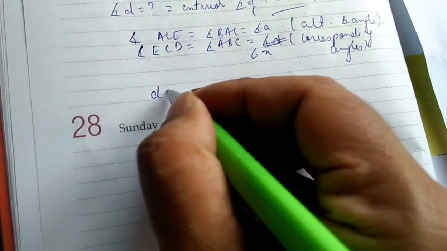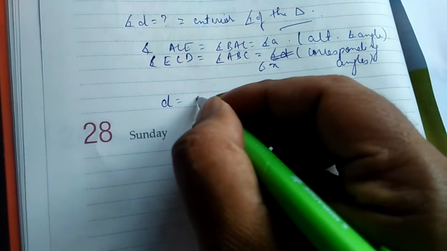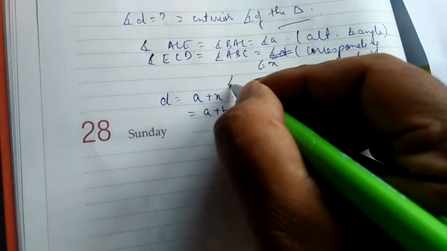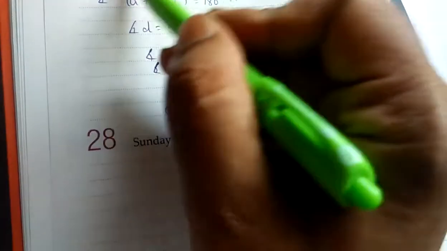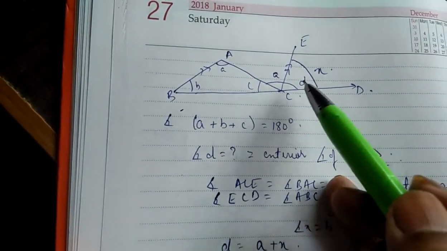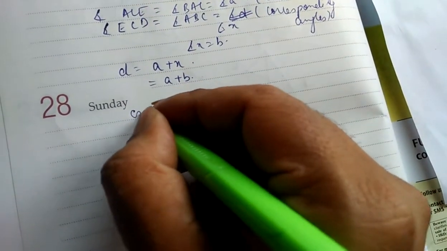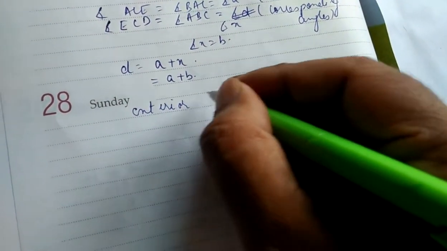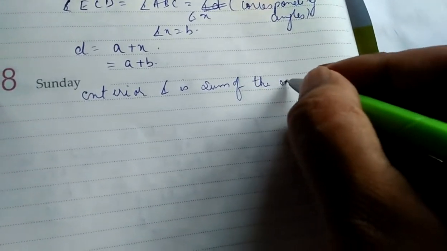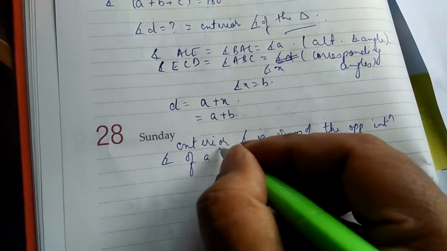So the exterior angle D is equal to angle A plus X, which is equal to A plus B. Angle X is equal to angle B. Just because there is a bigger line doesn't mean this angle is not the same. This angle is the same. So angle D is equal to angle A plus B. This gives us: exterior angle is the sum of the opposite interior angles of a triangle.